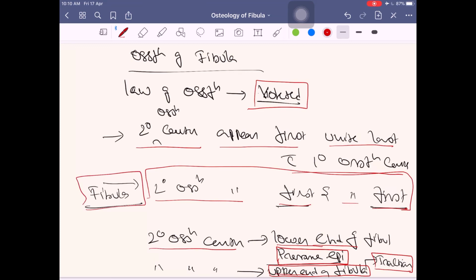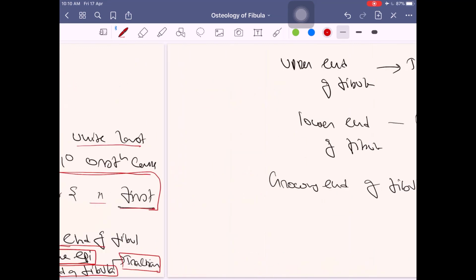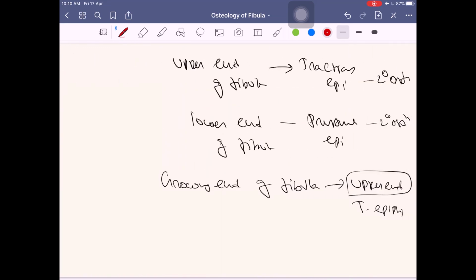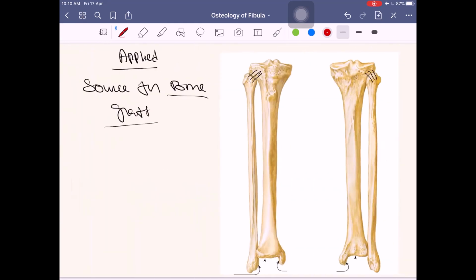Next is the applied anatomy. This is a common source for bone grafting. Wherever extra bone is required, that bone is taken from here, because this bone is not involved in weight transmission. If you remove the bone from here and put it elsewhere in the body, it doesn't cause any problem. Usually the bone is taken somewhere here. You do the cut in the upper 1/3 and lower 2/3 junction at both areas, and this middle piece of the bone is taken as a graft.